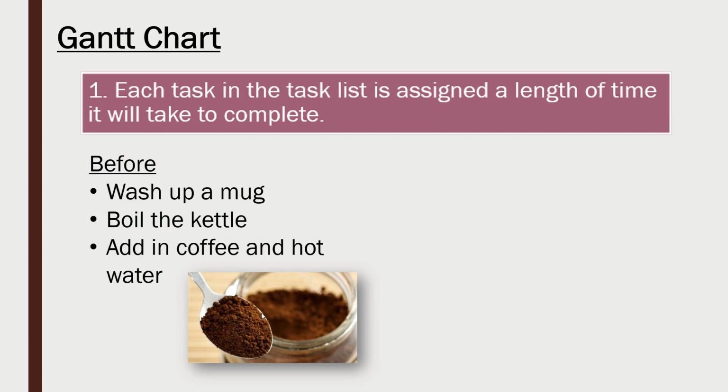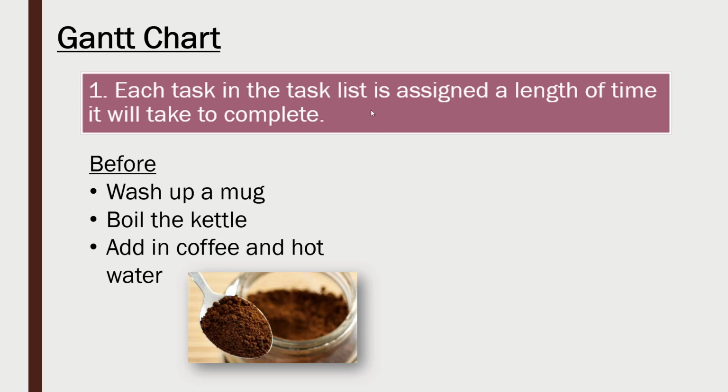So for my coffee in the morning, I'm going to first of all wash up a mug, make sure I've got a mug to use. I'm going to boil the kettle, and then add my instant coffee and the boiling water to this, so I get a nice cup of black coffee. So first of all, my first step is assigning every task in my list. So here I've just got a really basic 3-task list.